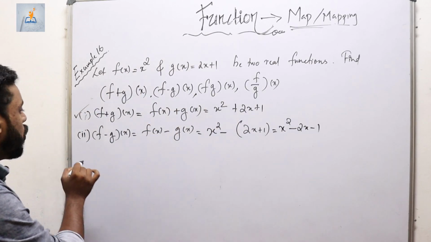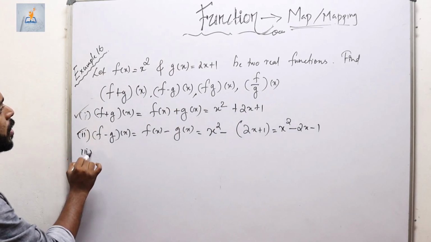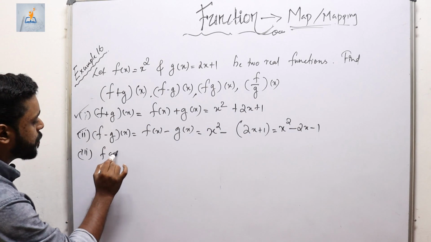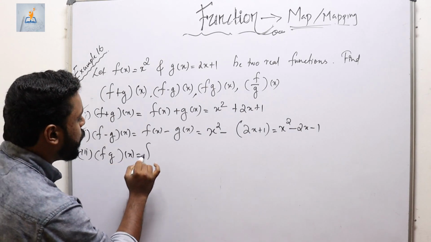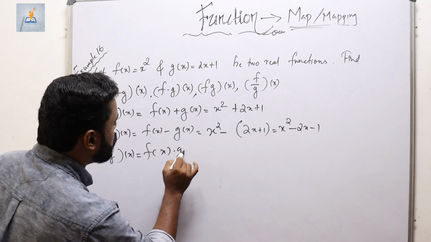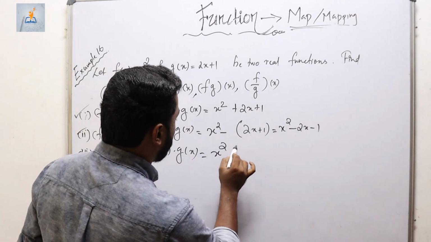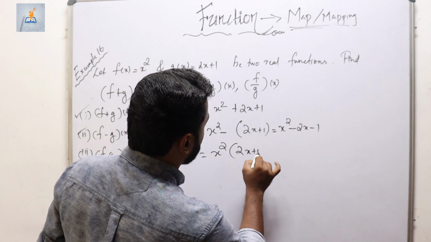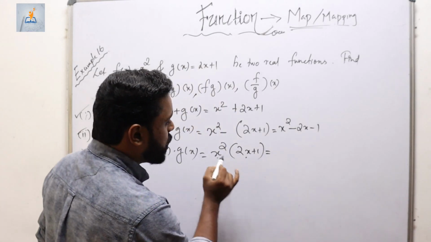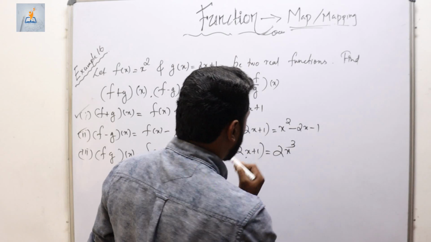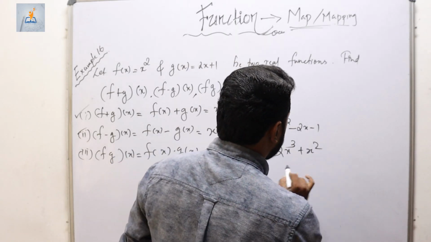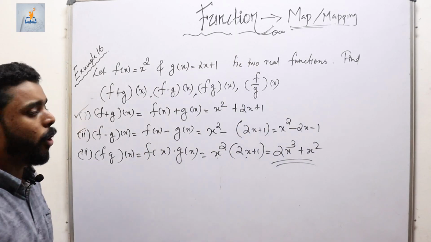Very simple. Now coming on to the third one. F g of x, isn't it? F g of x is nothing but f of x into g of x. It is equal to, what is f of x? X square into 2x plus 1. It is equal to 2x into x square, which is 2x cube, plus x square. So this is what f g of x is.